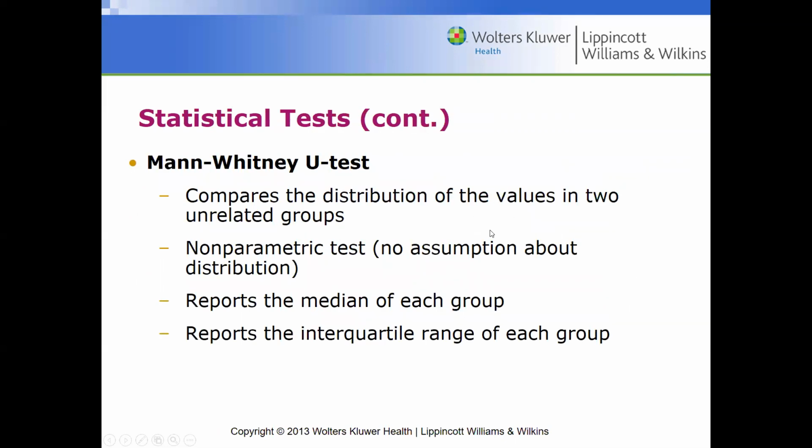The Mann Whitney U test is a similar type of test. So these tests are kind of paired together for a reason. It compares the distribution of the values in two unrelated groups. It's a non-parametric test. So if your data is not normally distributed, you could use the Mann Whitney U test. It reports the median of each group instead of the mean, and it reports the interquartile range of each group.